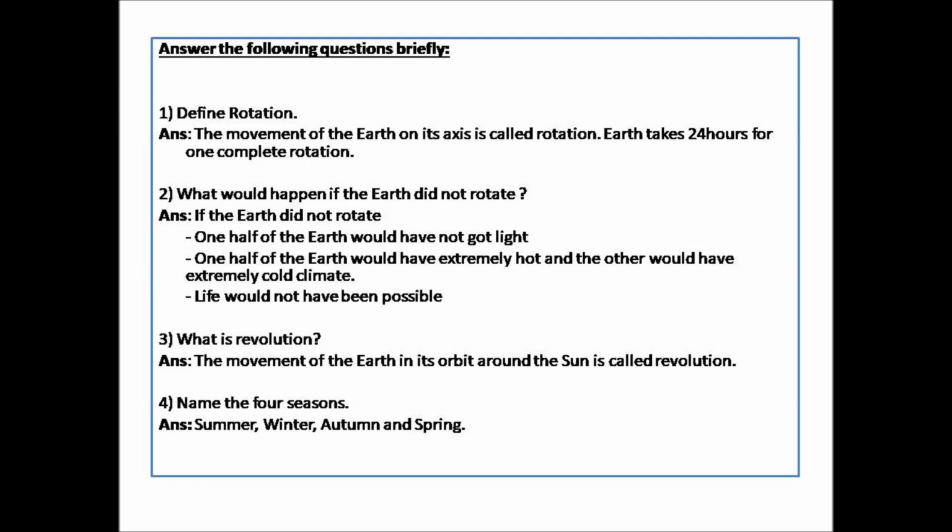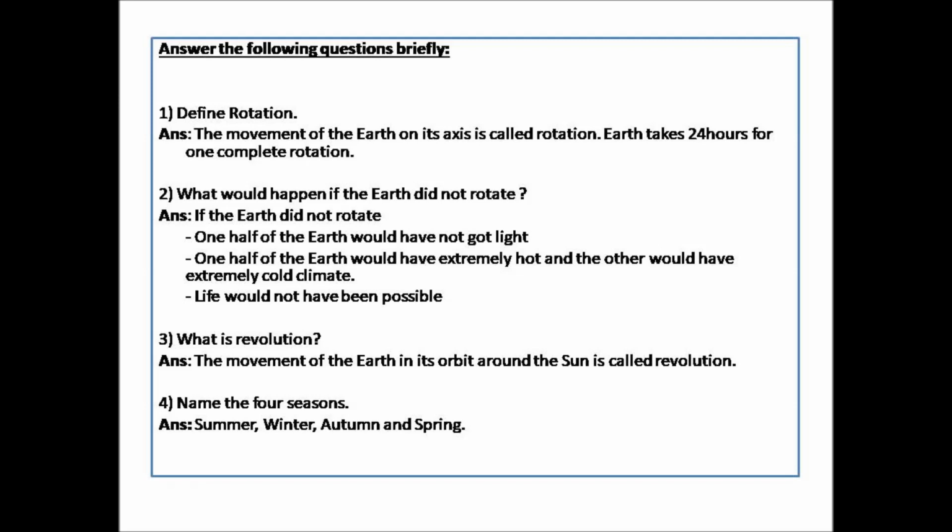Third question, what is revolution? The movement of the earth in its orbit around the sun is called revolution. And fourth question, name the 4 seasons. So you would be aware of this. The 4 seasons are summer, winter, autumn and spring.